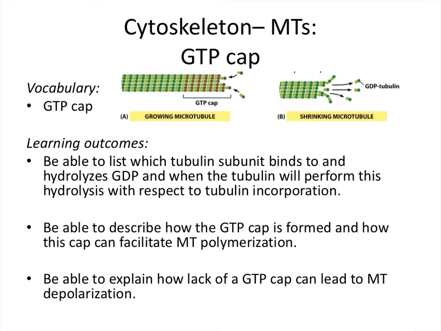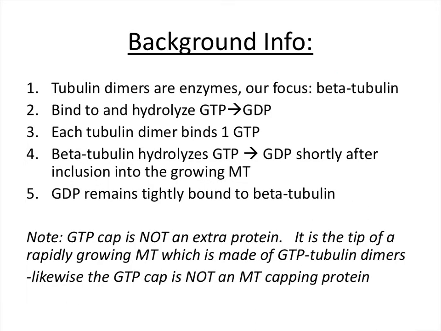This video is cytoskeleton microtubules GTP cap. Here's some key background information to jump into this topic. First off, tubulin dimers are enzymes. We've talked about them as globular proteins, but they have enzymatic ability. And in particular, we're going to focus on beta-tubulin.